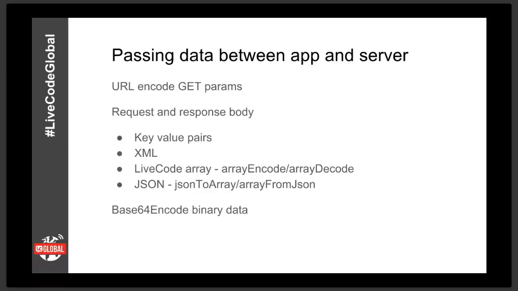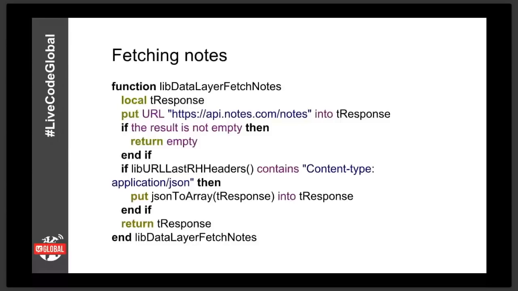So now we've specified our API. How do we actually use it? Well, let's consider fetching notes. Remember, that was a GET request to api.notes.com/notes. So here we do put URL api.notes.com/notes into response, check the result to make sure that it is not empty and that no error occurred. And then you'll notice I'm using this function libURL last RHH headers. That gives you the headers that the server sent back.